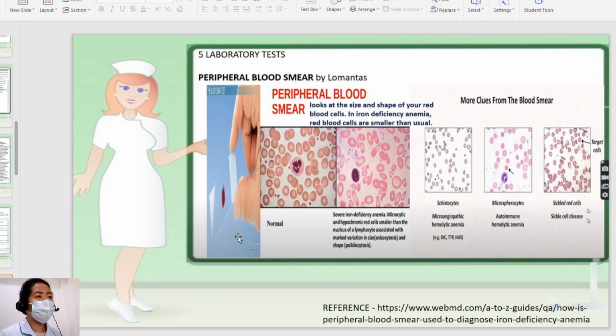Second, lab test, peripheral blood smear. This is looking at the size and shape of red blood cells. In iron deficiency anemia, the red blood cells are smaller than the usual. So this is the normal and this is the abnormal.